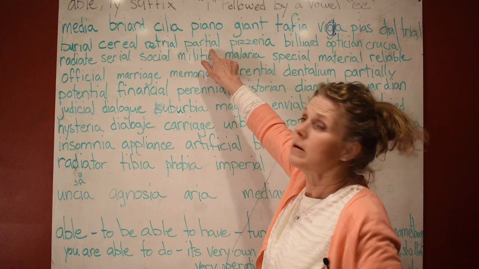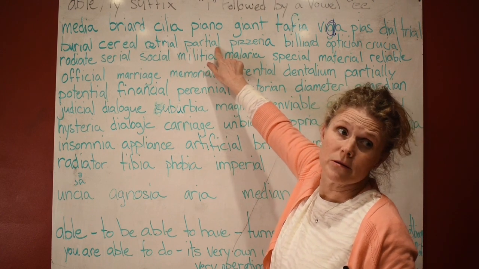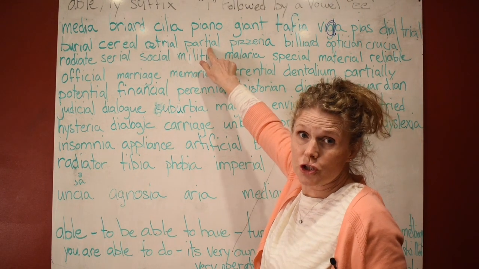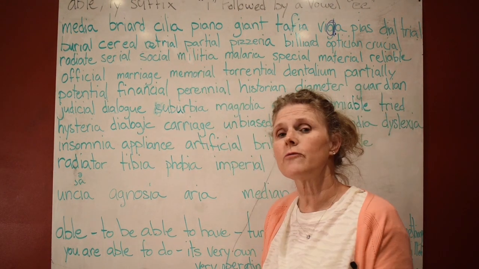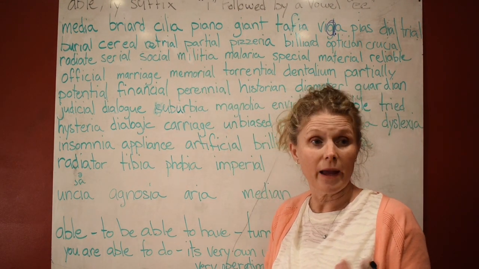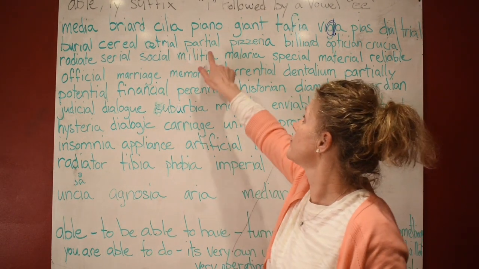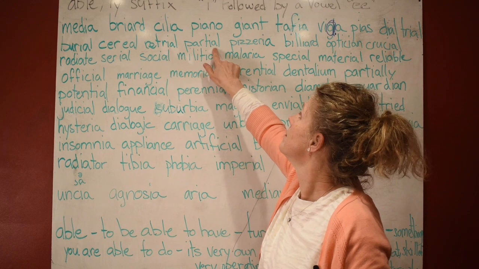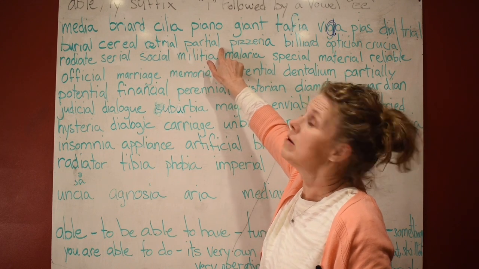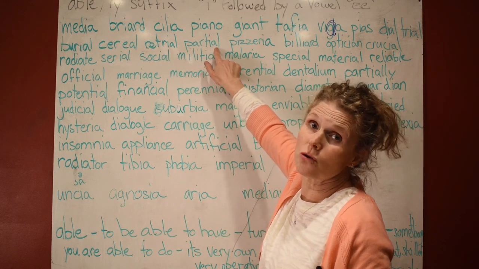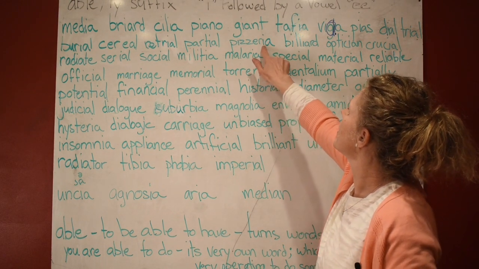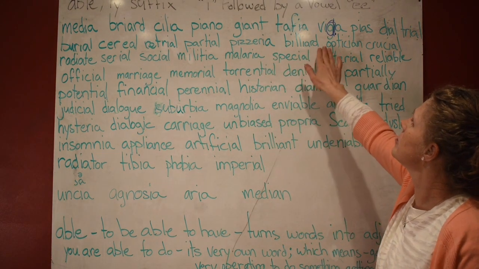Retrial. So partial. Well, how come this isn't changing? Because this is a digraph that says shh. So you have to be really careful with your TIs, CIs, and SIs if it's followed by a vowel. Because it could say teal, or it could say shul, whatever the word is. Pizzeria, billiard.